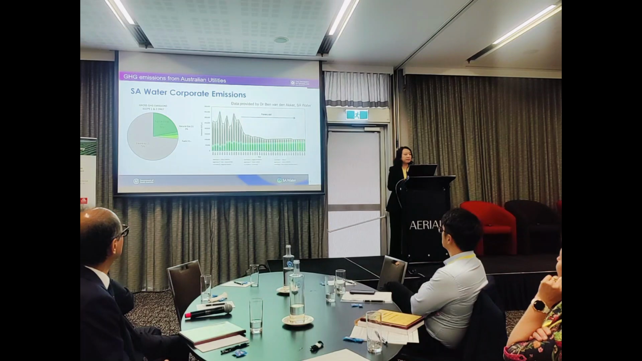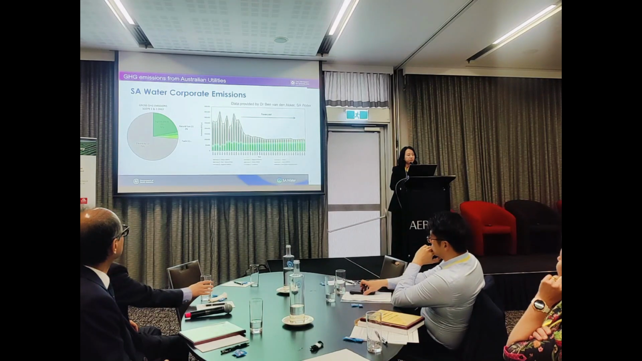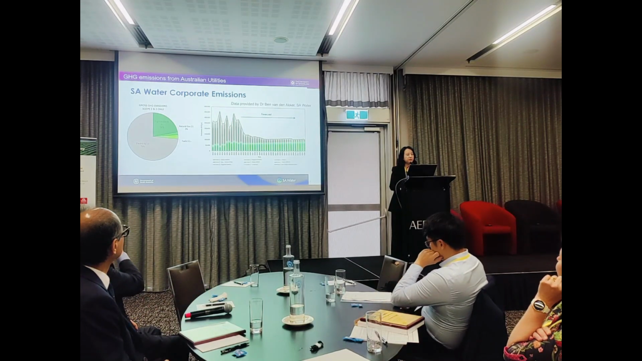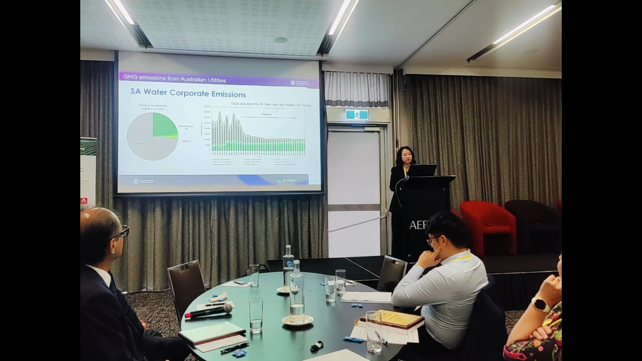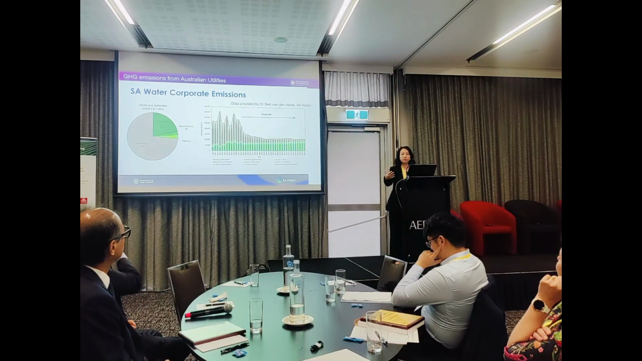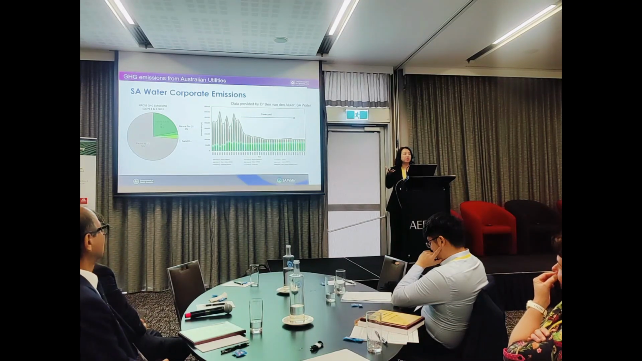So you can see on the pie chart that before 2020, the majority of the gray columns are contributed by electricity consumption. That means it's dominated by Scope 2 emissions. And after 2020, you gradually see a big reduction of the gray bars. That means SA Water is trying to take actions to reduce this fossil-generated electricity usage.